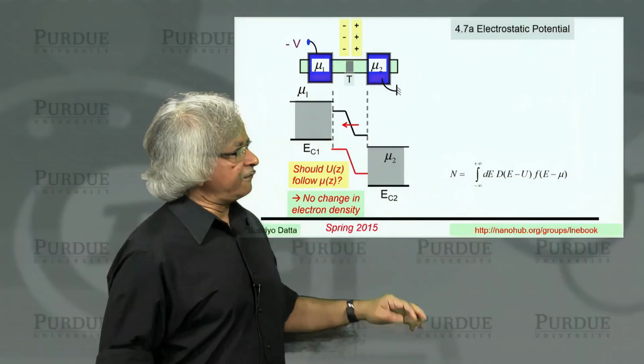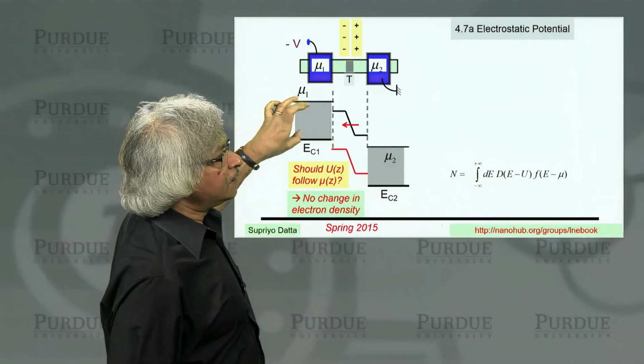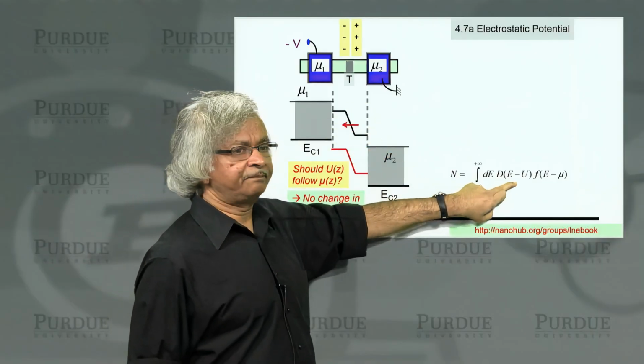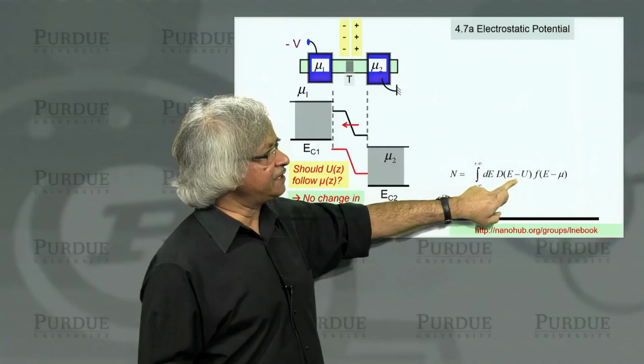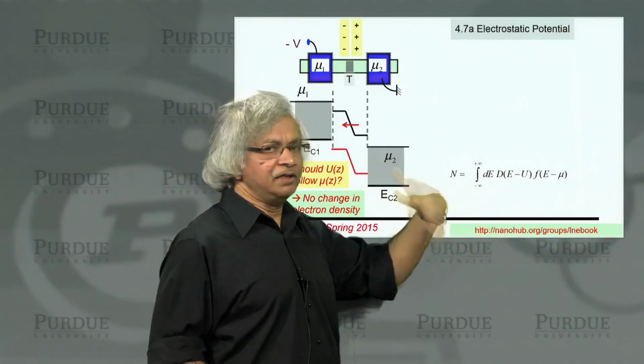So if U is high at some point, it means the density of states has moved up. If the U is low, the density of states has moved down. So that's what's reflected there. Now what we could do is rewrite it a little bit by redefining E minus U as the new energy.